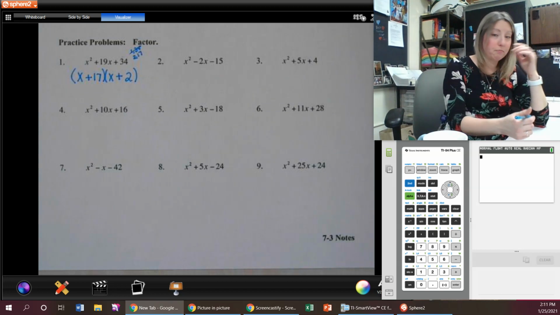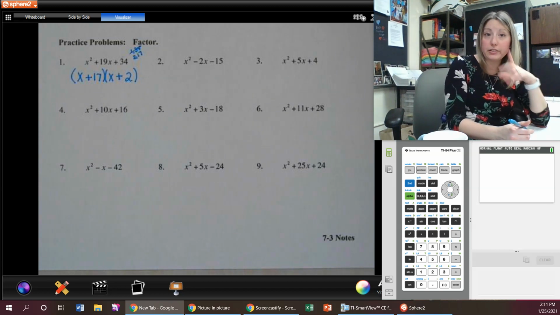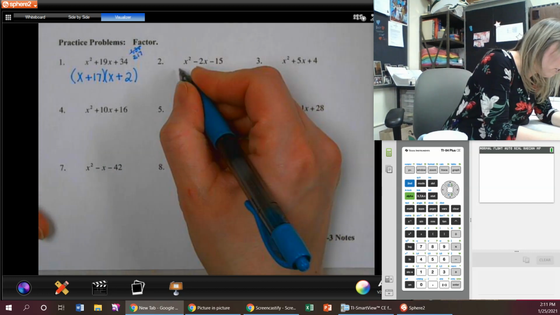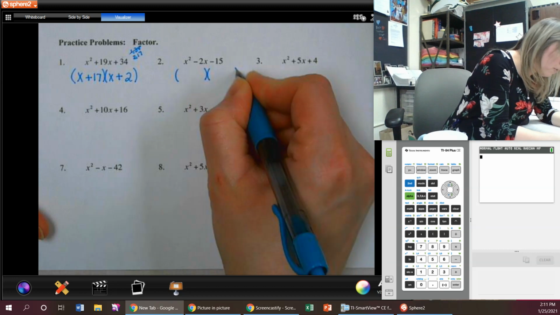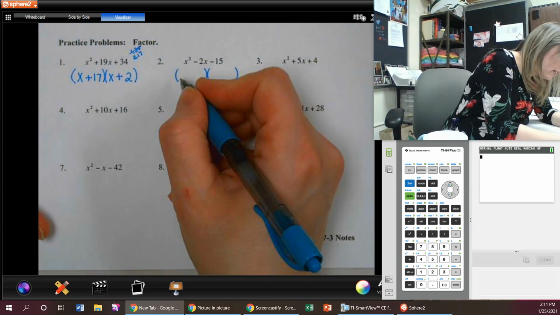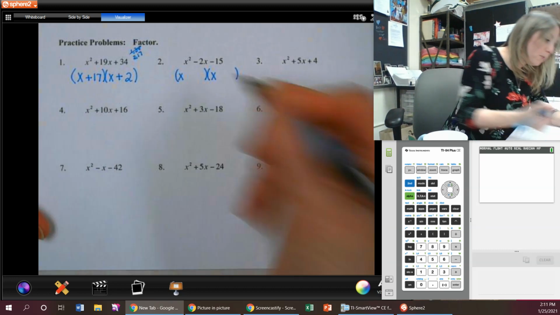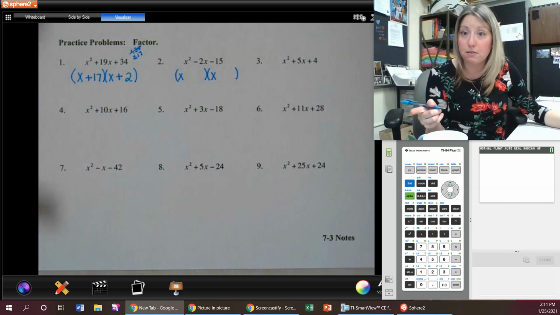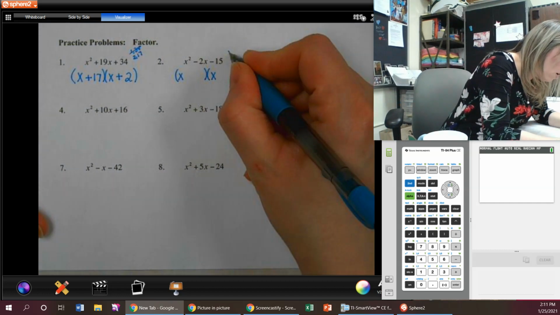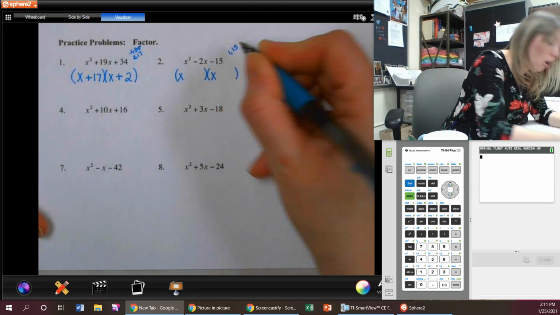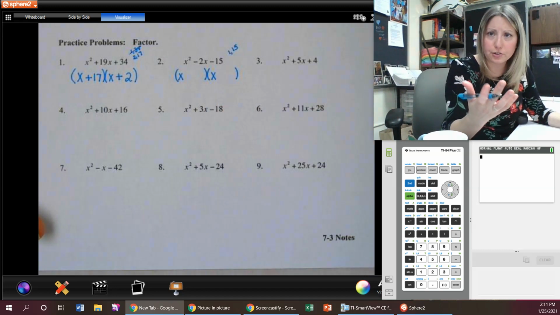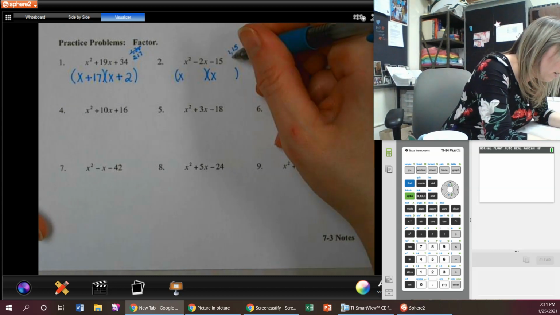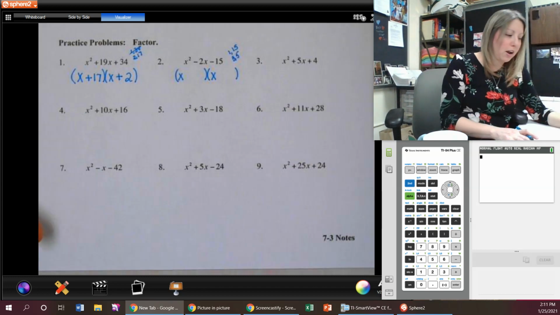Let's try it again. Okay, this time my end term is negative. But again, trinomial, standard form, make your empty sets of parentheses, put your x's in the front because we know that's the variable being used. And now let's think of what multiplies together to give me 15. So 1 and 15, always 1 and itself as factors. And I always use that one first and eliminate that one first. Then, of course, 3 and 5, right?